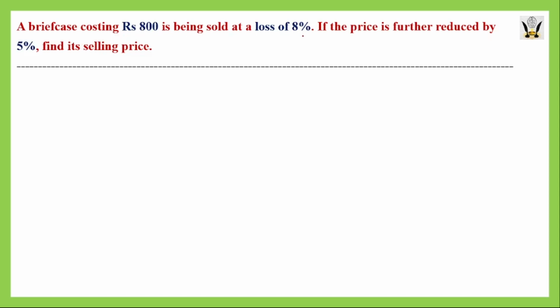Now the next problem sum says that a briefcase costing rupees 800 is being sold at a loss of 8%. If the price is further reduced by 5%, then find its selling price. Selling price means the final selling price, or SP. So here the briefcase costing rupees 800, that information is given. That means the initial cost price of that briefcase is given, and that is rupees 800.